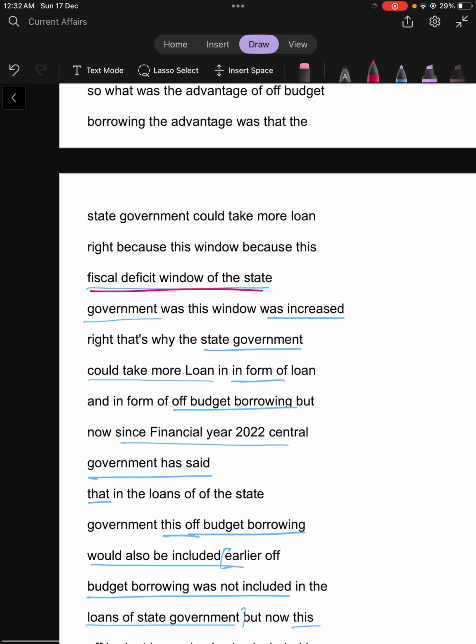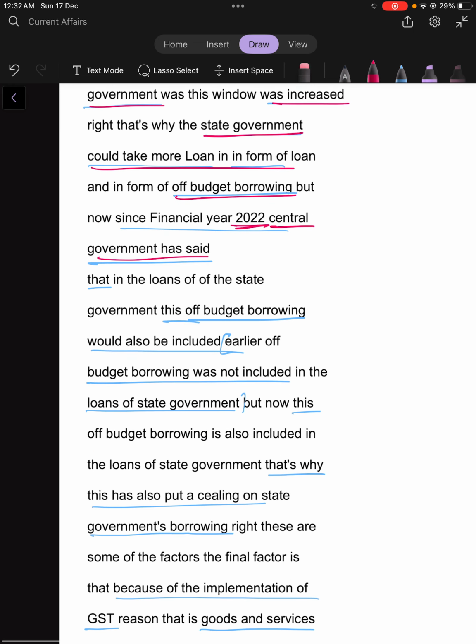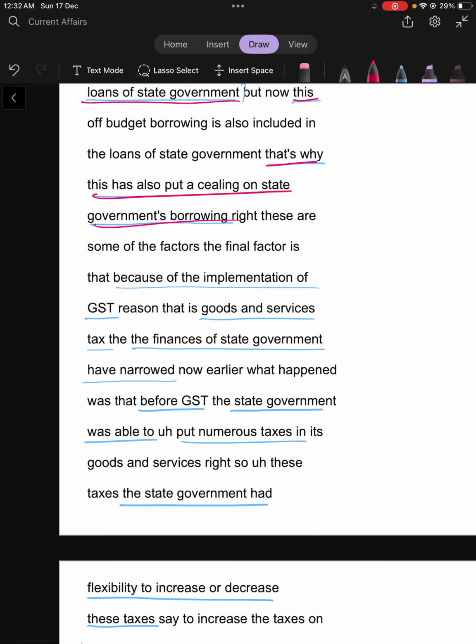Such loans are not reflected in the fiscal deficit of the government, so the fiscal deficit window of the state government was increased. The state government could not take more loans in the form of budget borrowing. Since financial year 2022, the central government has said that off-budget borrowing would also be included in the loans of the state government. That is why a ceiling has been put on state government borrowing.